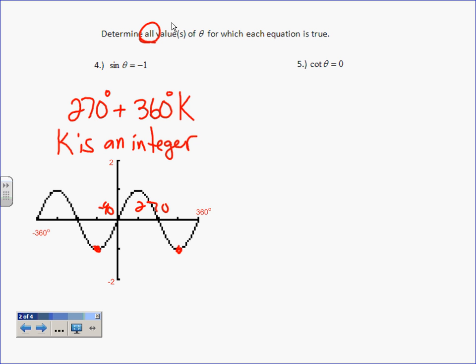Okay, the question was, couldn't we do 270 plus or minus 360? No, because what's K? K is an integer, so 1 plus or minus 360? That does not get me to a place that's an answer. You can, yes. But I'll tell you why we only put plus, to save ourselves time.